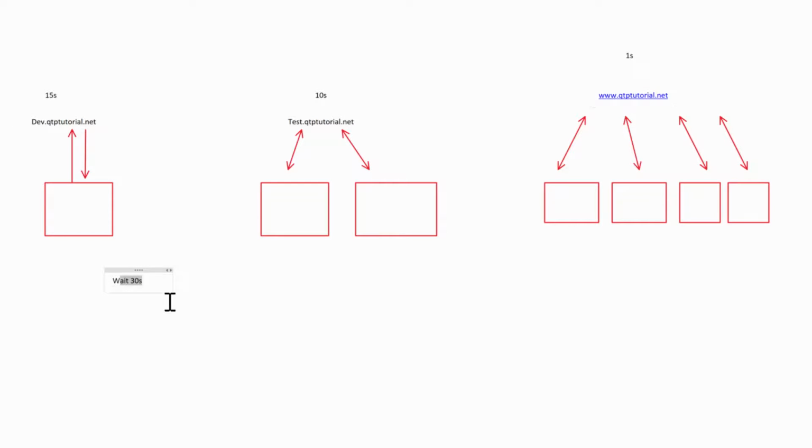And then if you find the element before the 30 seconds, if you find it at 1 second, move on. If you find it at 2, move on. If you find it at 3, move on. But you're going to wait a maximum of 30 seconds. And if after 30 seconds you have not found the element, then we throw an exception and we fail the test. That is what an explicit wait is.